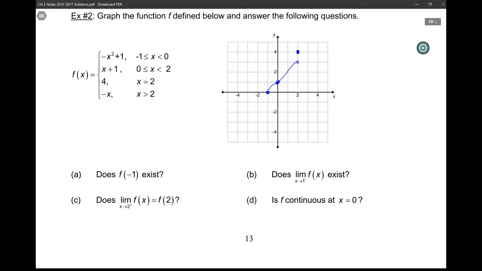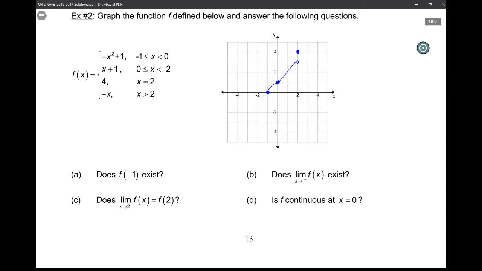So basically down here is going to be an open circle, and it's going to go that way. Good with that? We're clear on that?